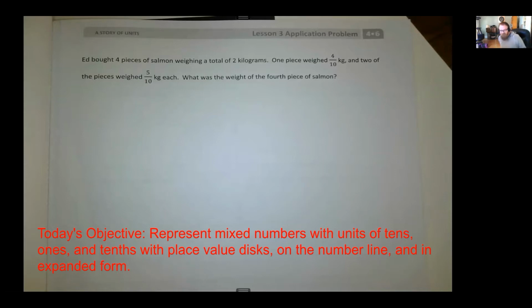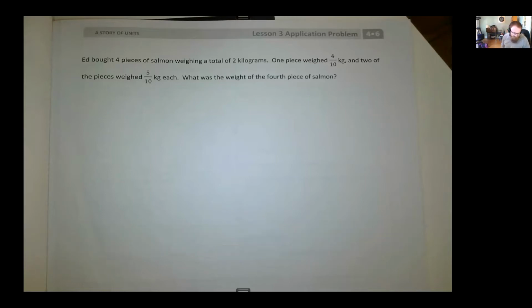Ed bought 4 pieces of salmon, right? Salmon's a type of fish. 4 pieces of salmon weighing a total of 2 kilograms. One piece weighed 4/10 of a kilogram, and 2 of the pieces weighed 5/10 of a kilogram each. What was the weight of the 4th piece of salmon? So this problem gives us a known total, right? We know that the total weight is 2 kilograms.